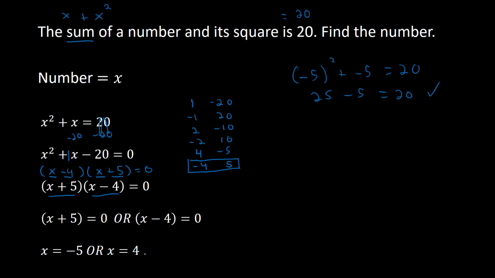And if we do the same thing for 4, the sum of a number and its square equals 20. So we have 4 plus 16 equals 20. That works. So that is a true statement. So my solution would be x equals negative 5 or x equals 4.